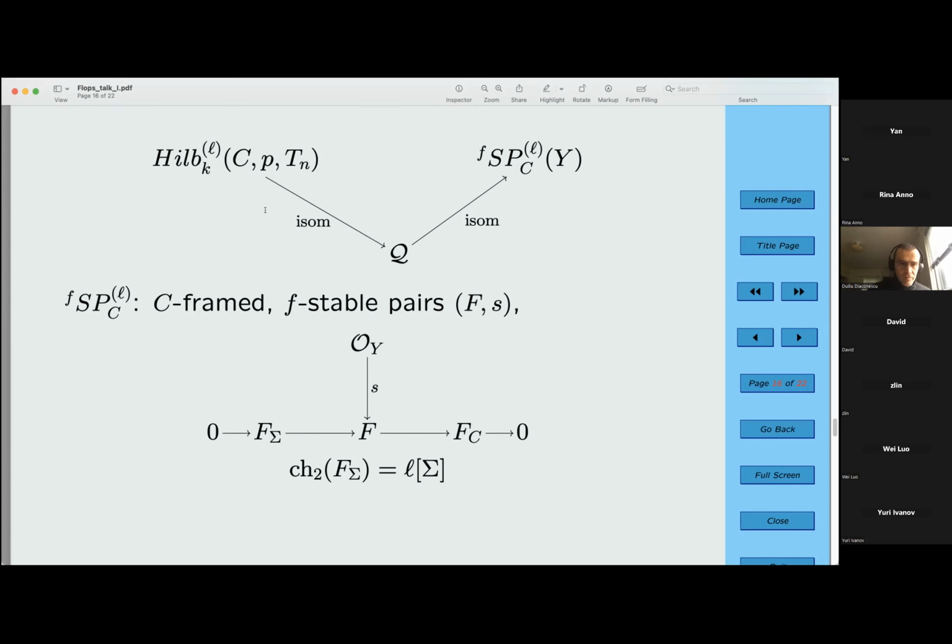So yes, this is the moduli space of C-framed F-stable pairs. I think I'm missing a K here. I should have a K. K is just a numerical invariant that disappeared, but yes, it should be there. L is just determined by the second Chern character of F sigma, the component of F that's along the exceptional curve.